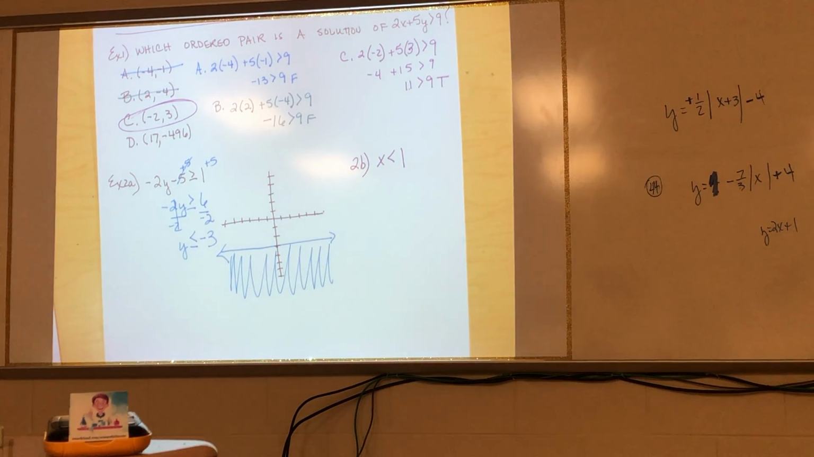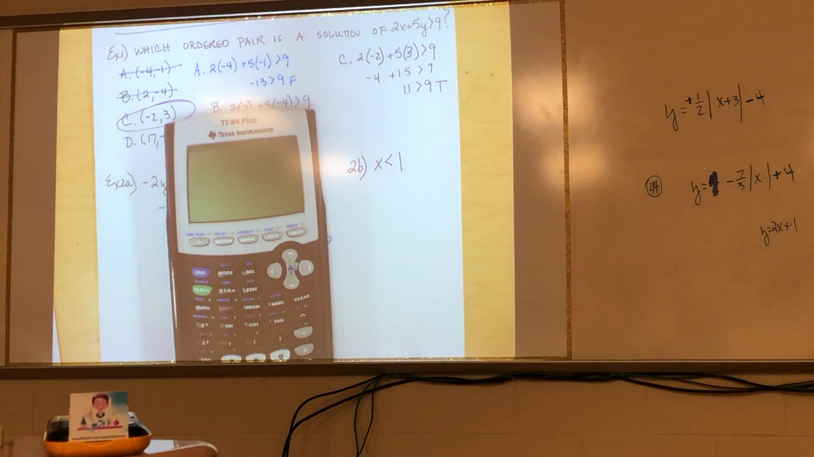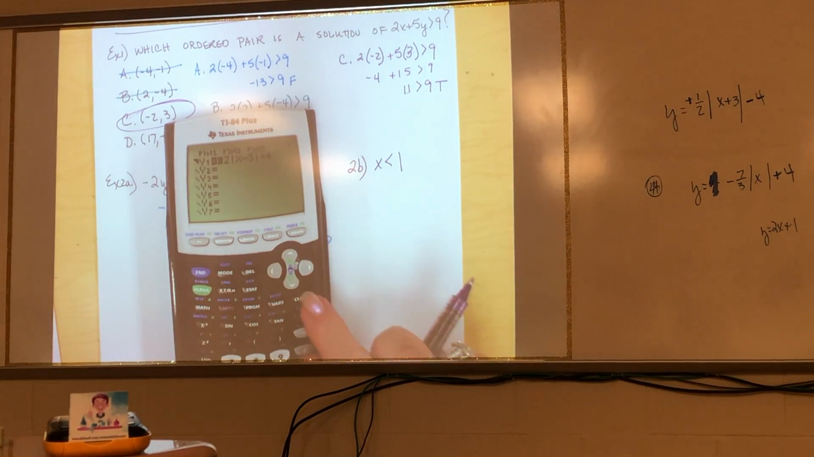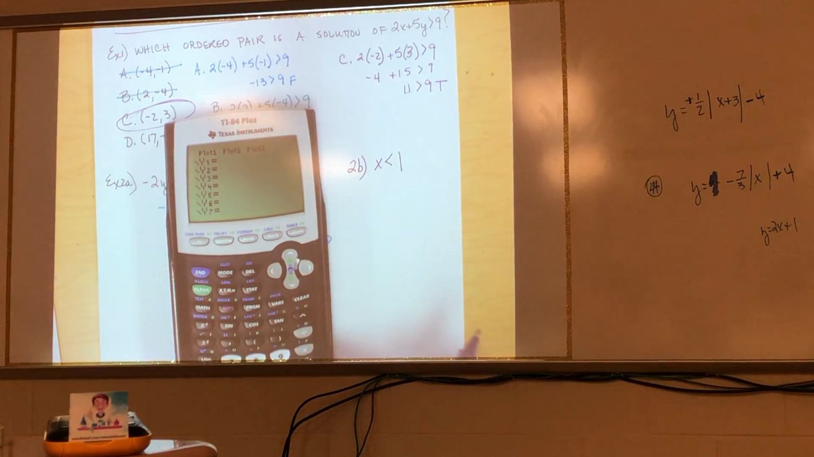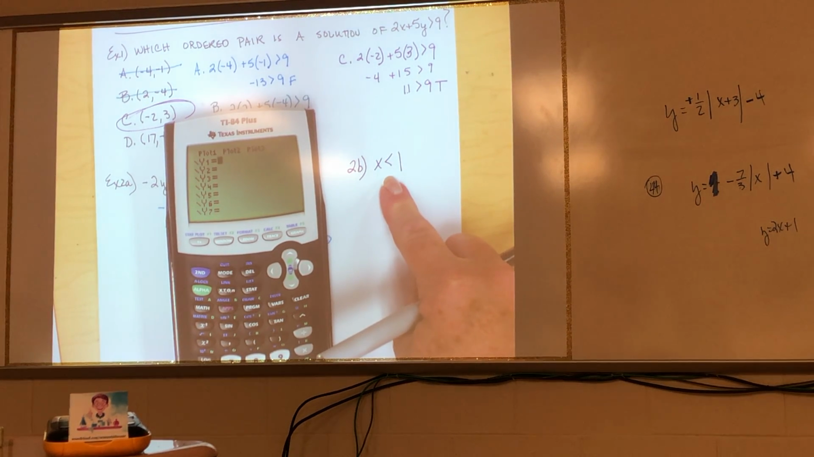What if I don't remember that? Do I just guess? What can I do? Hello, people. You've got a dang calculator. You go to Y equals. Can I plug this in my calculator? No. No, this is not a function, people.